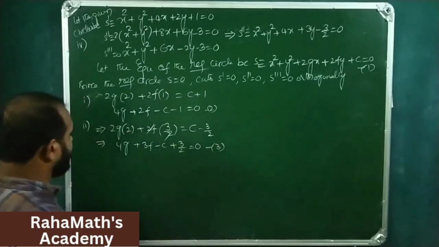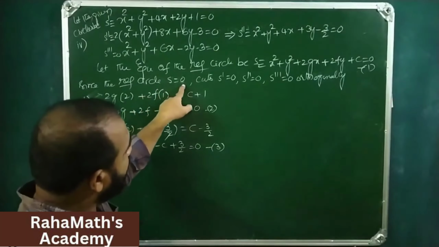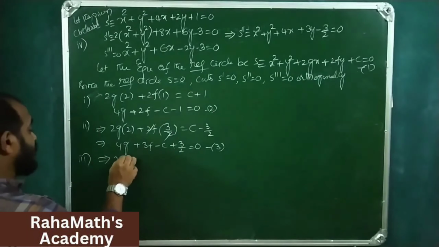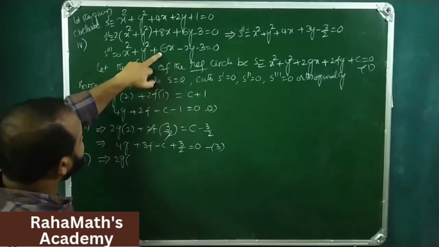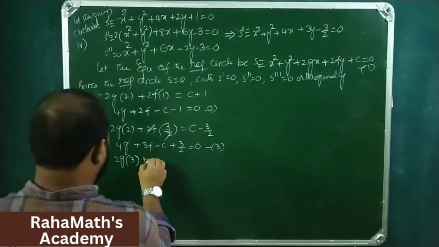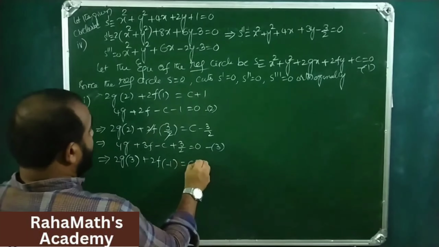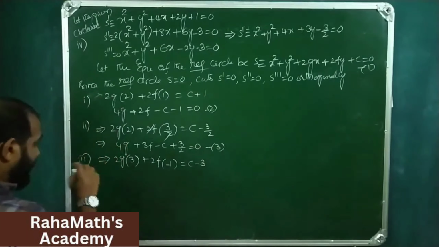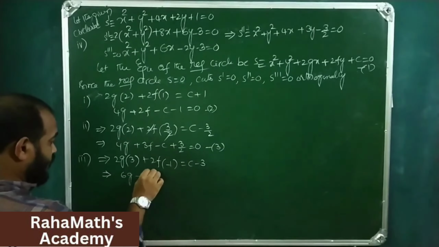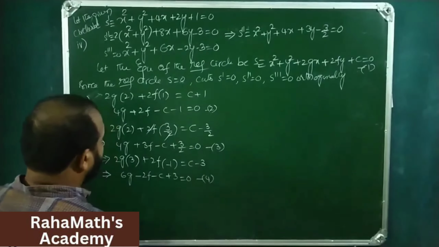Third equation. Now, since the required circle S equals to 0 cuts S triple dash equals to 0 orthogonally, it implies 2g times g dash, where g dash is 3 here, plus 2f times f dash, where f dash is minus 1, is equals to c minus 3. This is 6g minus 2f minus c plus 3 equals to 0. Fourth equation.